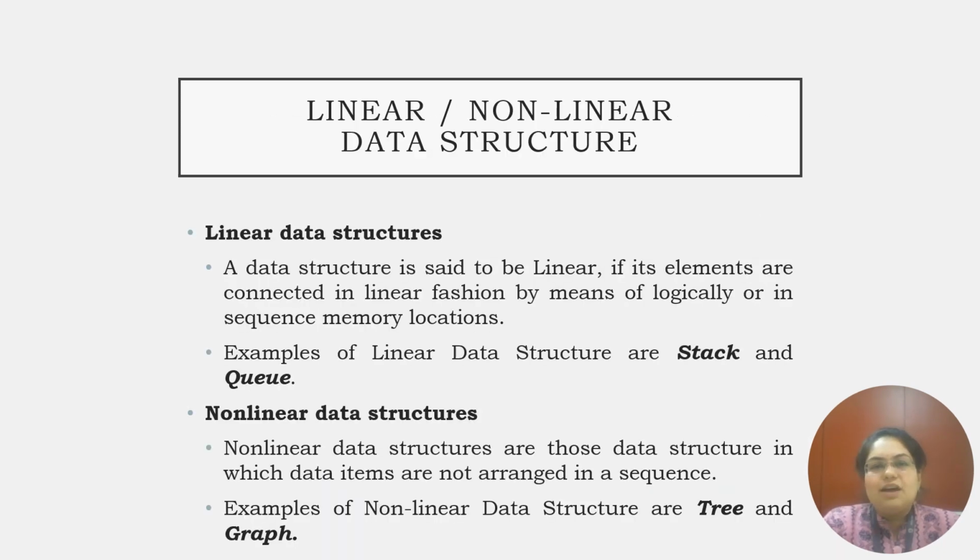Now let's learn about linear and non-linear data structures. A data structure is said to be linear if its elements are connected in a linear fashion by means of logical or sequential memory locations. Stack and queue are both examples of linear data structures.